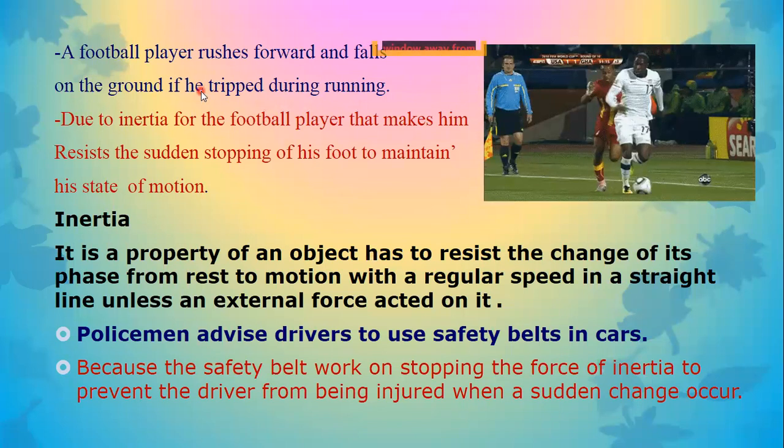Third example: the football player is rushed forward onto the ground if he trips. When he trips during running, if someone trips him from behind, what will happen? He will be rushed forward. Why does this happen? Due to inertia. Because the football player resists the sudden stopping and tries to maintain his state of motion, while his foot is stopped.